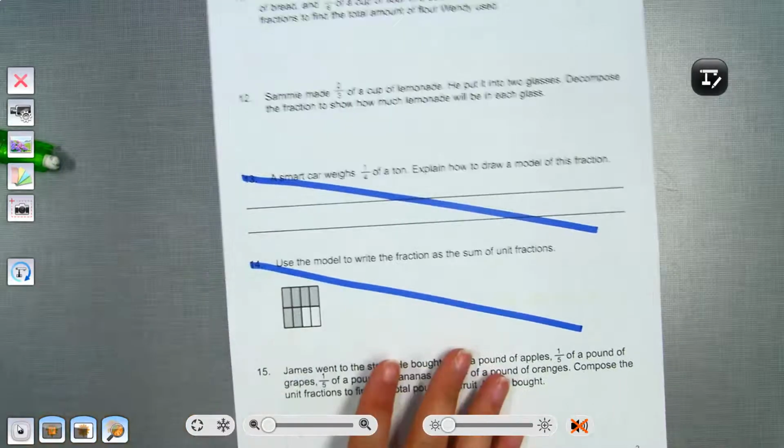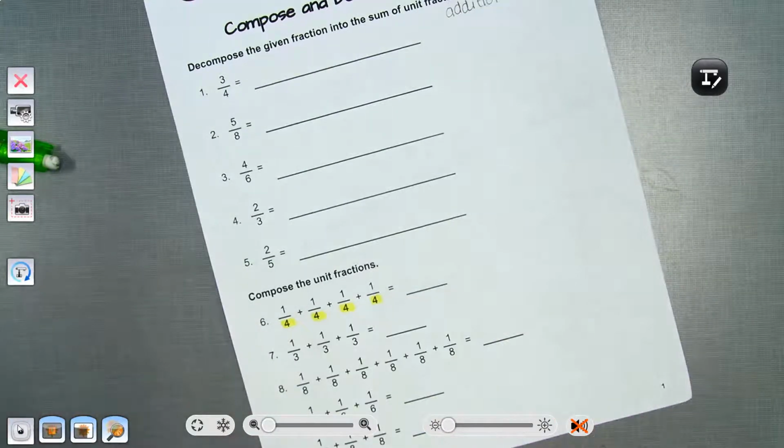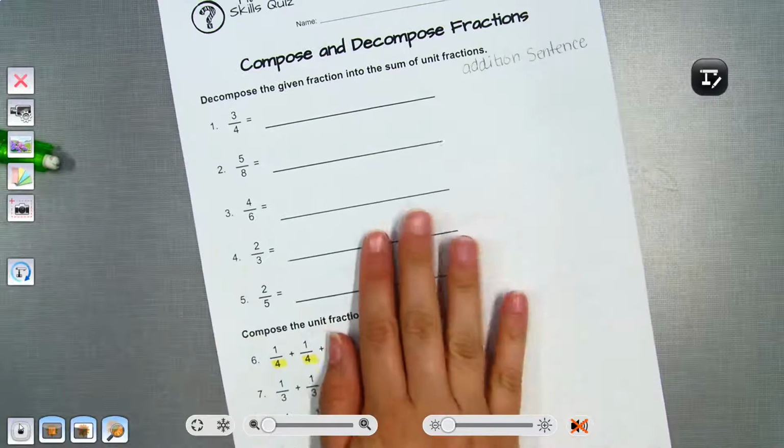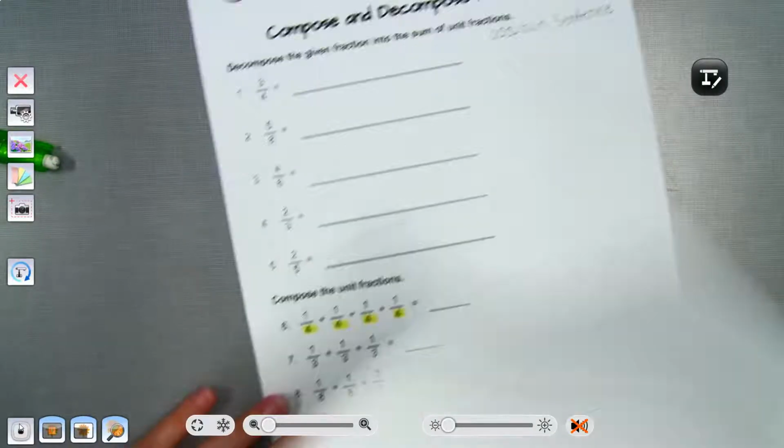All right, guys, when you are finished, you need to submit the front and the back. Make sure I can see the picture so I know what you wrote. If you do not have this handout and you cannot print it out, you need to grab a piece of notebook paper and nicely copy this down.